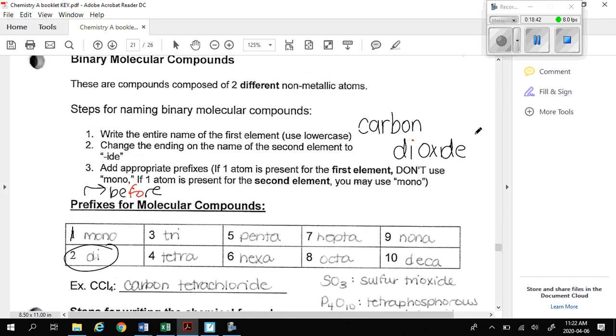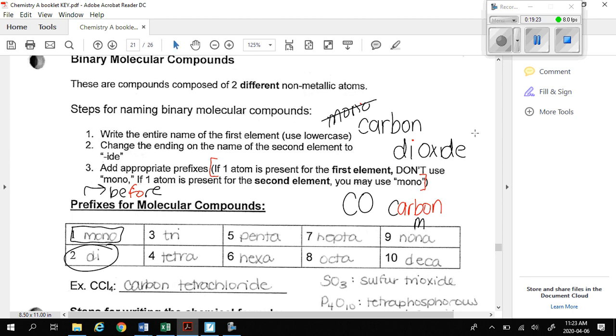You'll notice that there is a prefix for one of something, so we use the word mono for that, but this little part here says if one atom is present for the first element, don't use mono. So we wouldn't call this mono carbon dioxide. You don't need to say that. You just say carbon dioxide, but if you only have one of the second element, so if we had just CO, and it makes my writing look so nice. We wouldn't name that, again, if there's only one of the first element, you don't put mono in front of it, but in this case, there's one of the second element.